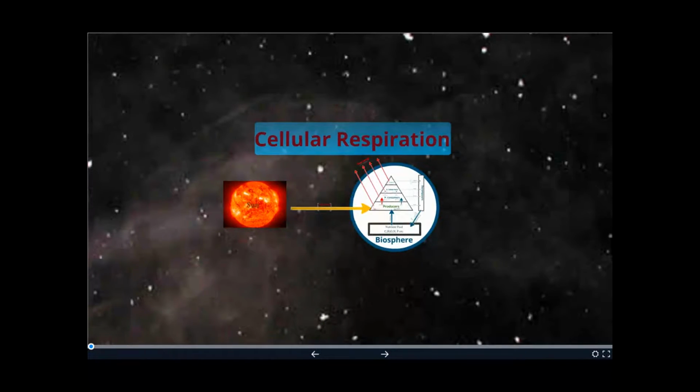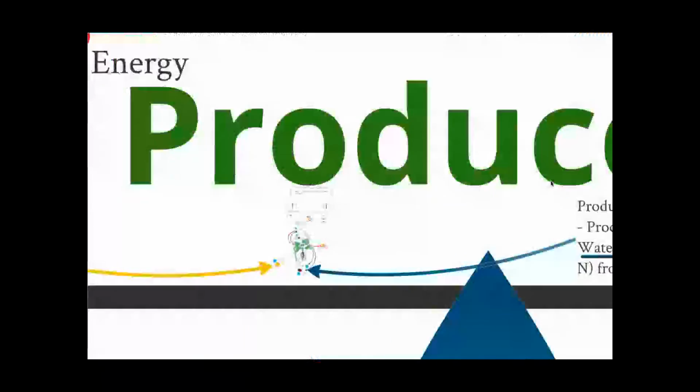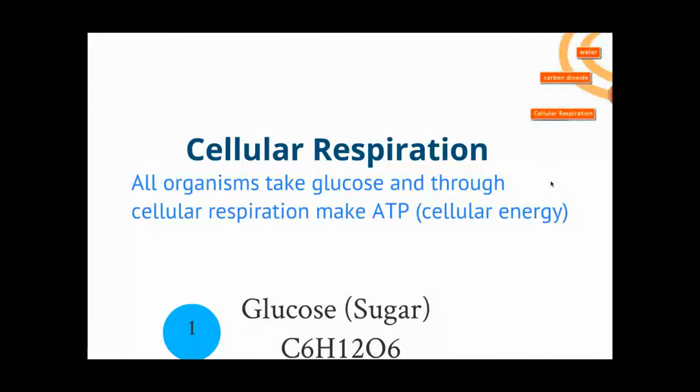So let's take a look at what cellular respiration looks like. I'm just going to zoom into my producers, but remember, all of my consumers in my food pyramid or food chain are also going through this process. So let's look at our producers again. We're going to pick up where we left off. Like I said, all organisms are going to take in glucose, and through this process called cellular respiration, they're going to make something called ATP. ATP is a big chemical called adenosine triphosphate, but basically, all you need to know is ATP is energy for our cells. It's the energy that our cells use every day. You can think of ATP synonymously with energy.